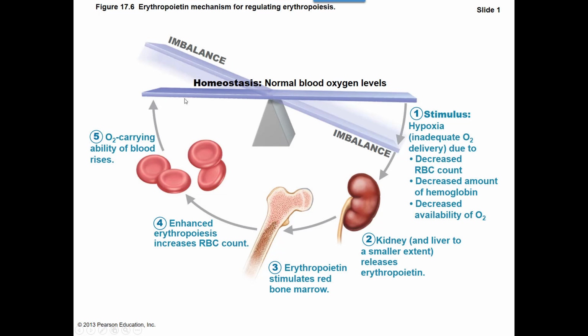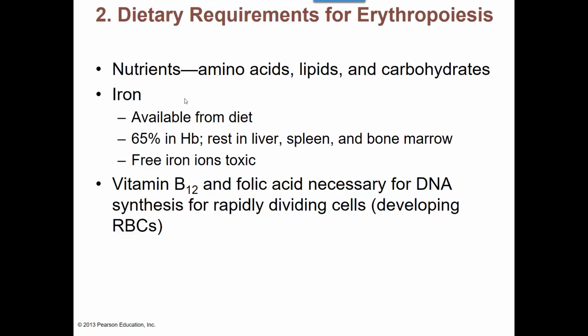Now, another thing that is required other than hormones for making red blood cells is your dietary needs. You have to have a well-balanced diet. You need amino acids and proteins in your diet. You need lipids, you need carbohydrates, all required in making red blood cells. You need iron. Some of it's available from your diet, and some of it we can store in the body and use when we need it. About 65% of all the iron in your body is found in your hemoglobin. Some of it's stored in your liver, some in your spleen, some in your bone marrow.